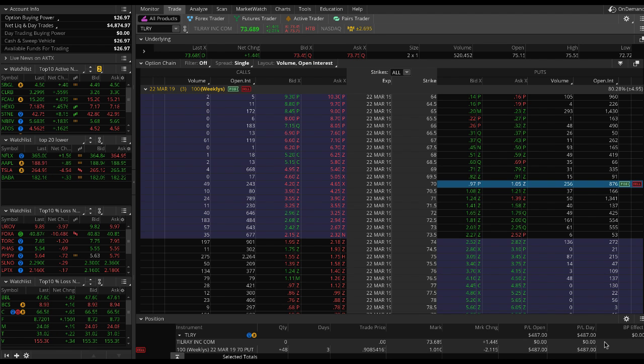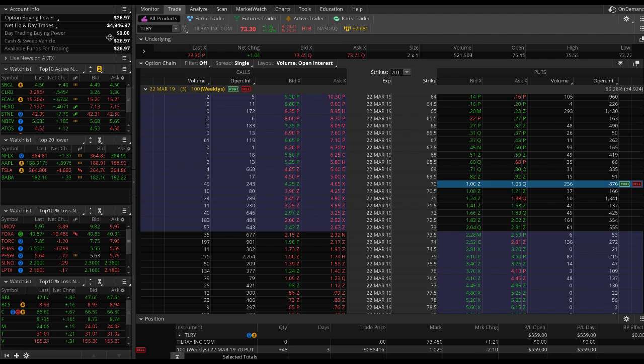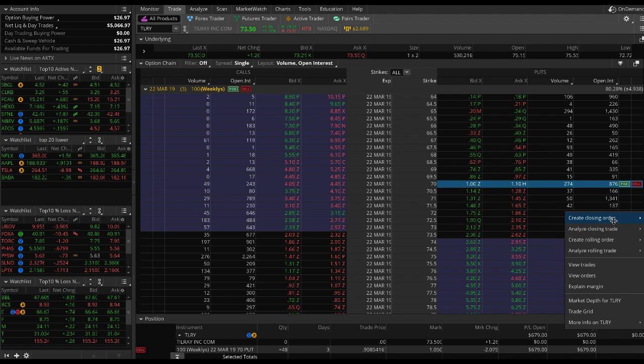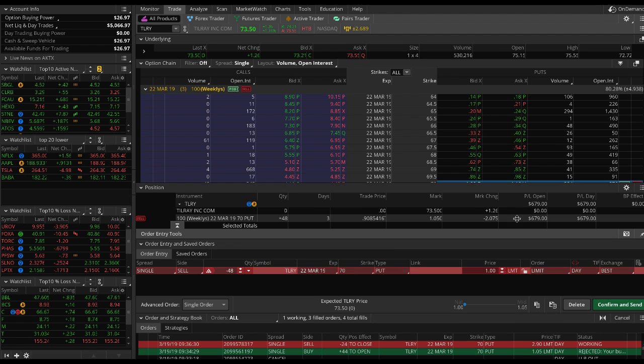Okay, so the trade starts going our way. As you can see, we're making 487 bucks. The account went from 4,400 to 5 grand while I'm still trying to set these limit orders here. So, all right, up 727. So the reversal is happening. Create closing order. We're going to put 24.